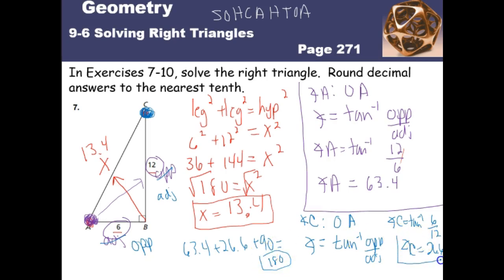Okay, so my answers were 26.6 for angle C, and 63.4 for angle A, and 13.4 for that missing side AC. Okay, number 11.